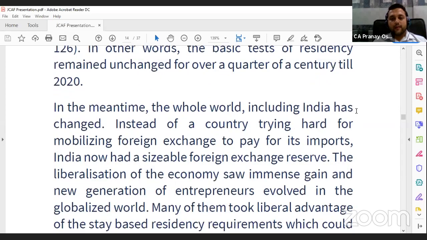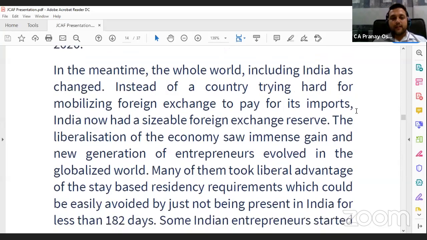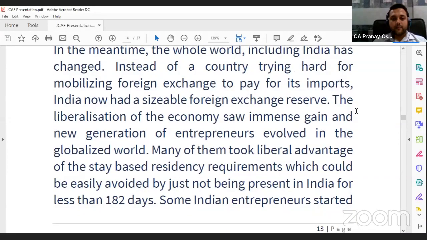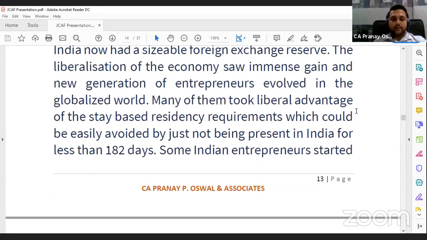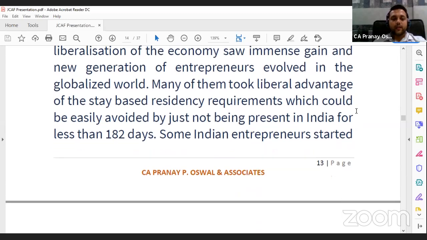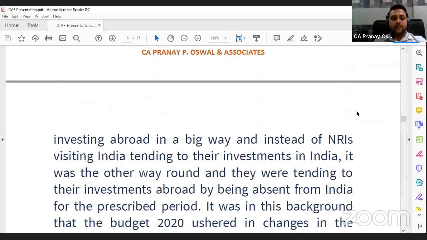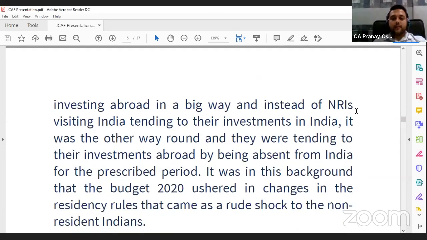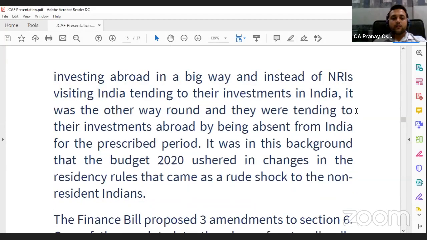In the meantime, the whole world, including India, has changed. Instead of a country trying hard to mobilize foreign exchange to pay for its imports, India now had a sizable foreign exchange reserve. The liberalization of the economy saw immense gain, and a new generation of entrepreneurs evolved in the globalized world. Many of them took liberal advantage of the stay-based residency requirements, which could be easily avoided by just not being present in India for 182 days. Some Indian entrepreneurs started investing abroad in a big way, and instead of NRIs visiting India to tend to their investment in India, it was the other way around: they were tending to their investments abroad by being absent from India for the prescribed period.